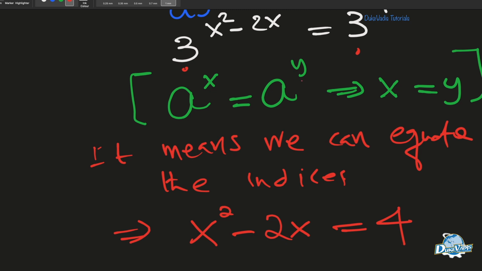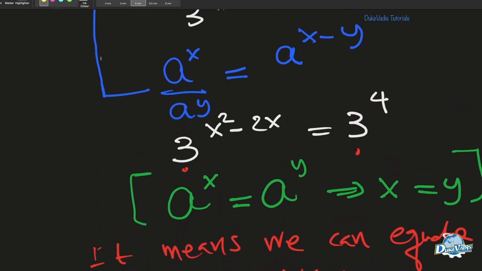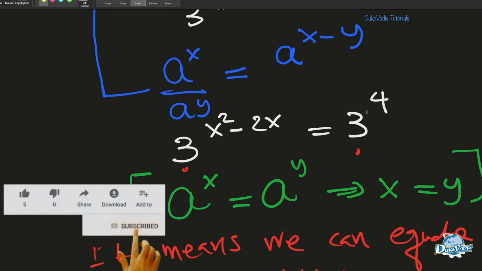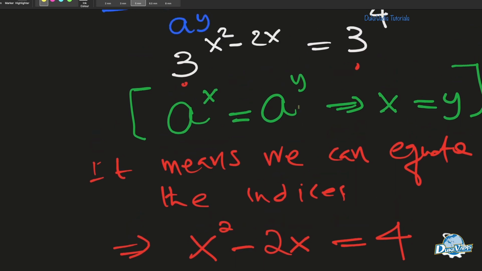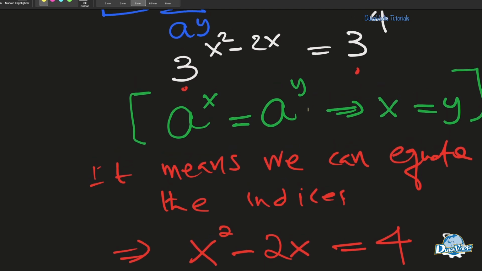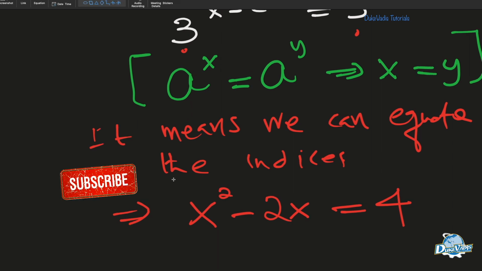Now, the complexion of the equation has changed. Because why? The 3 over here, as you can see, will nullify this 3 on the right hand side. So because of that, as we apply this rule of indices here, since a is equal to a, then we can equate x and y. So that is the reason why we are able to generate this equation that says x squared minus 2x equals 4. You see, now this is what we have.